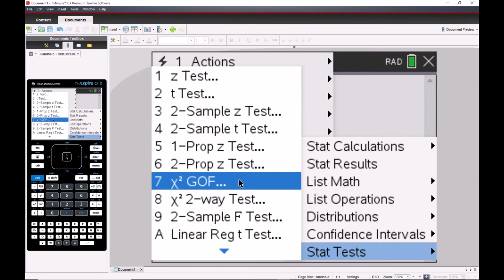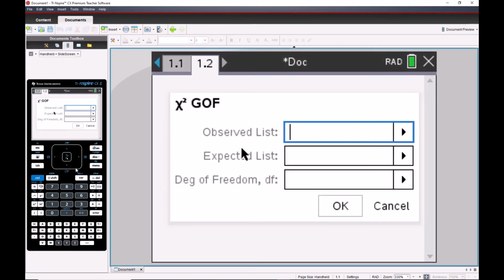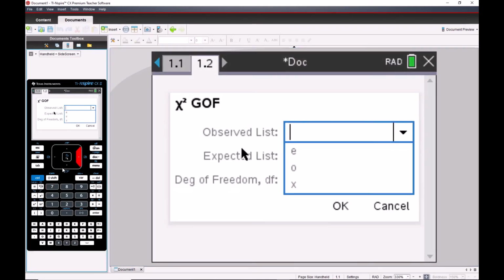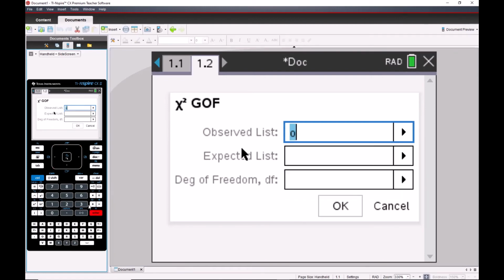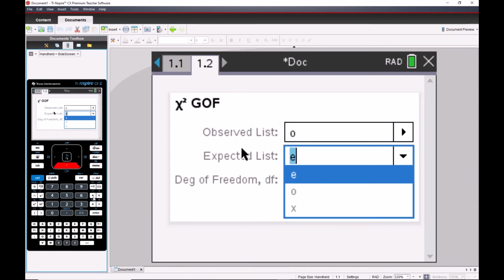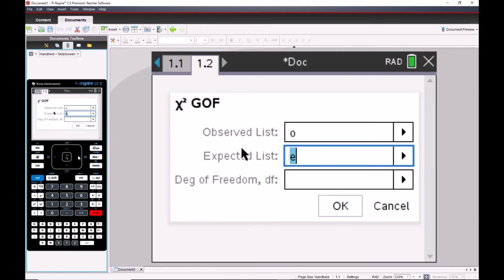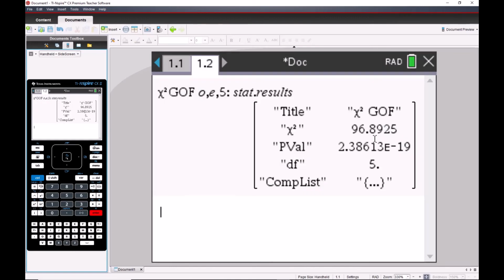Not yet. Okay, observed list is O. See why I named it that? Oops, not X, it's O. And the expected list, tab over to it, and that'll be E. And we have 6 categories. Remember, it's n-1, so we want 5 degrees of freedom. You got to get that right. So tab to OK.